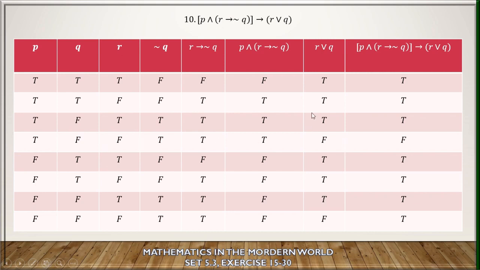Last is the conditional of these two, of the conjunction and this disjunction. So false, true is true. True, true is true. True, true is true. True, false is false. False, true is true. False, true is true. False, true is true. False, false is true.